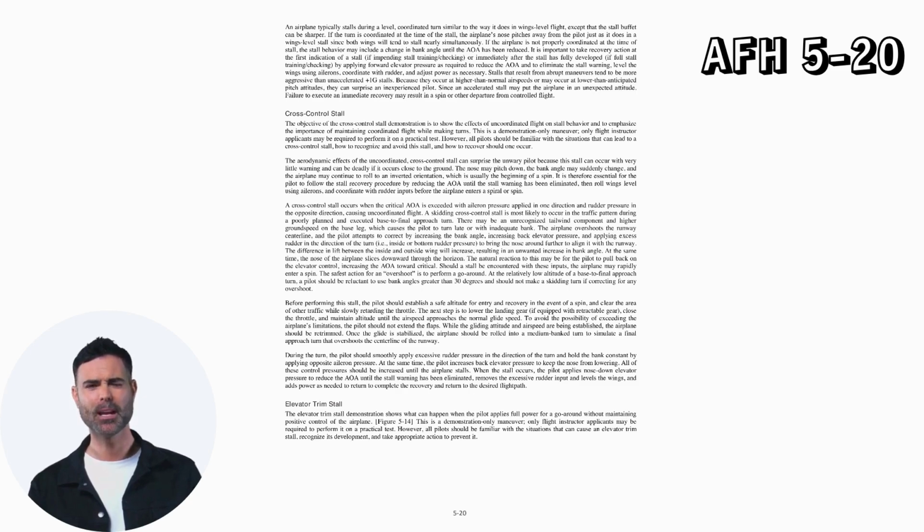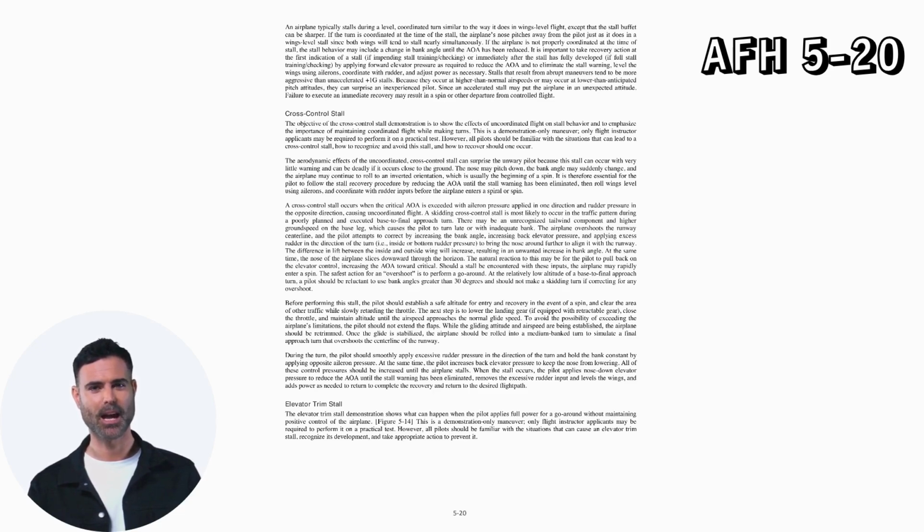It is important to take recovery action at the first indication of a stall, if impending stall training checking, or immediately after the stall has fully developed, if full stall training checking, by applying forward elevator pressure as required to reduce the AOA and to eliminate the stall warning, level the wings using ailerons, coordinate with rudder, and adjust power as necessary.